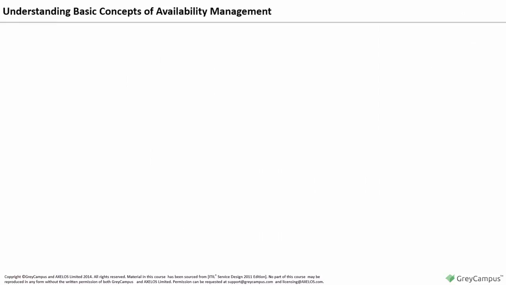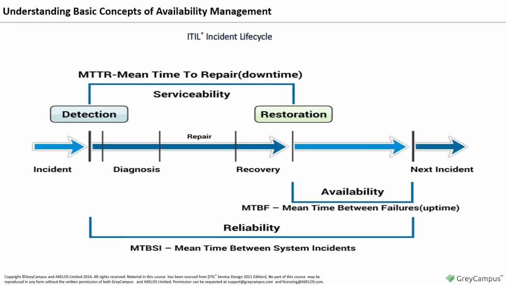Understanding basic concepts of availability management. Let's understand these four terms with the help of this figure. Availability, reliability, maintainability, serviceability. Take an example of a typical incident life cycle. The moment an incident is detected and it is restored, the delta of that time is called MTTR, or mean time to repair, and can be termed as the serviceability if a third-party supplier was involved.